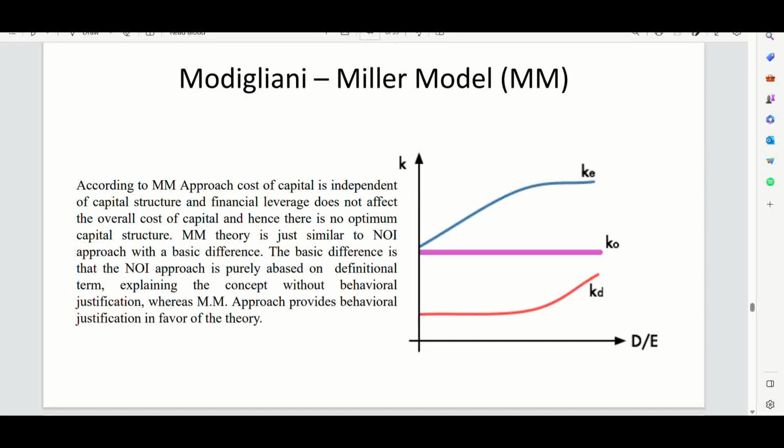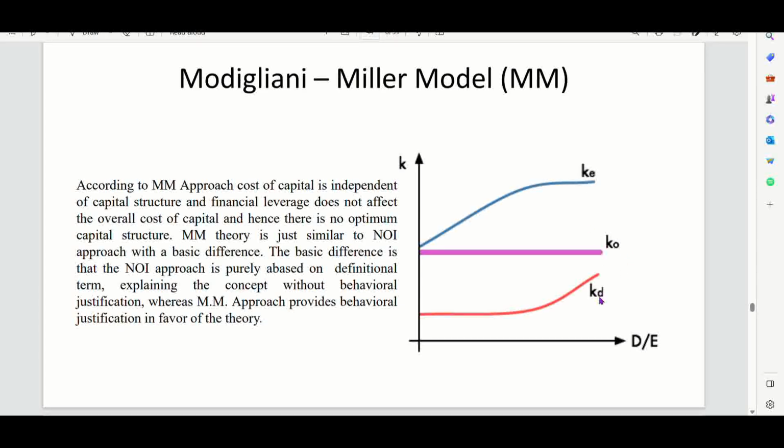So this is the Modigliani-Miller model. Let us study the graph. If a long theory question comes, you may give this graph and presentation. This is your debt equity ratio on the x-axis, and this is your cost of capital. Here the overall cost of capital KO remains constant. That means the overall cost of capital remains the same even if the debt equity ratio changes.